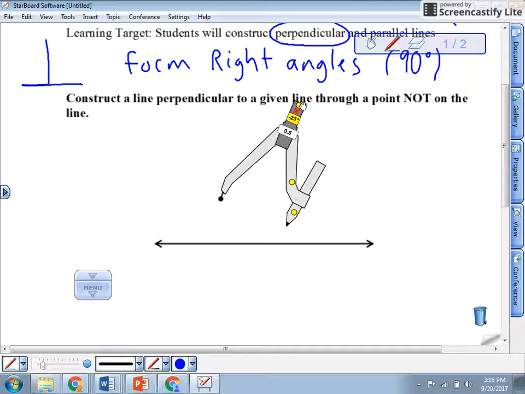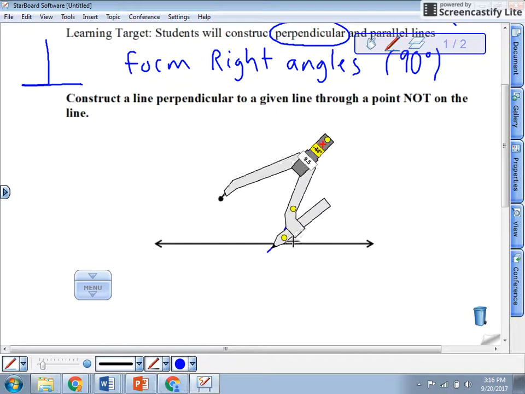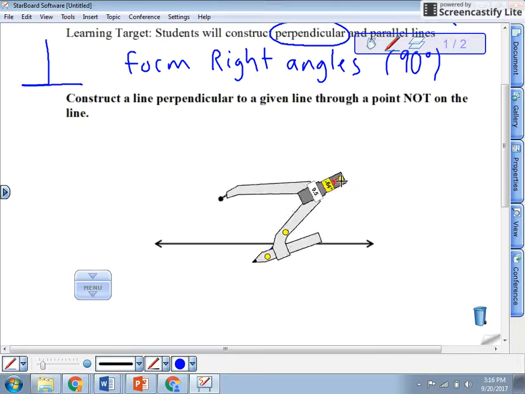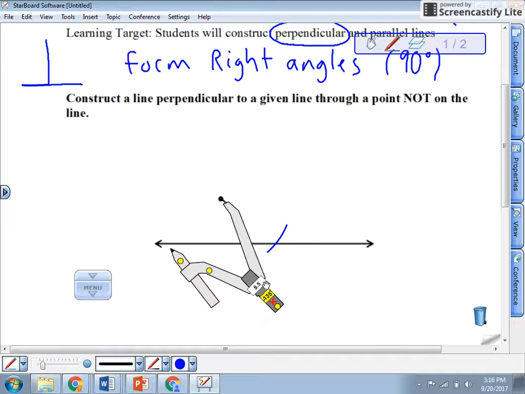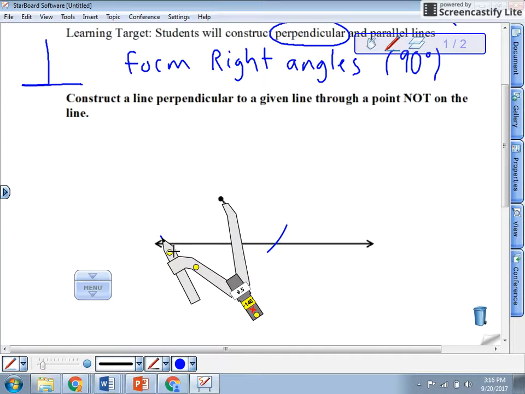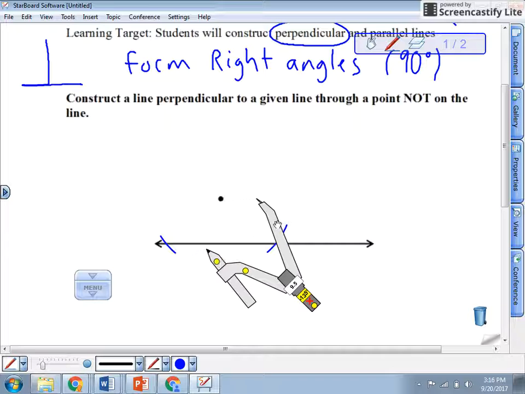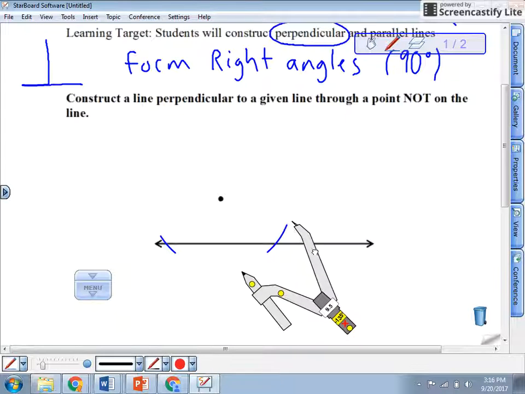So I like that width. I'm going to make an arc here. I'm going to keep rotating it around and make another arc right here. Now that I have my two arcs, I've created 2 points on this line. There's one right here and one right there, without moving the compass.